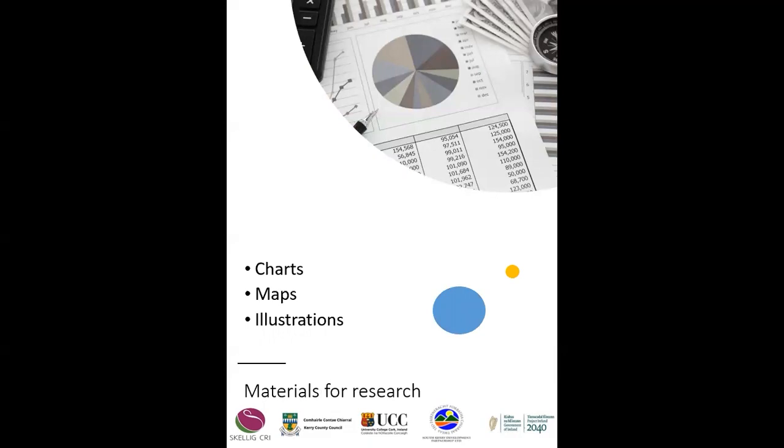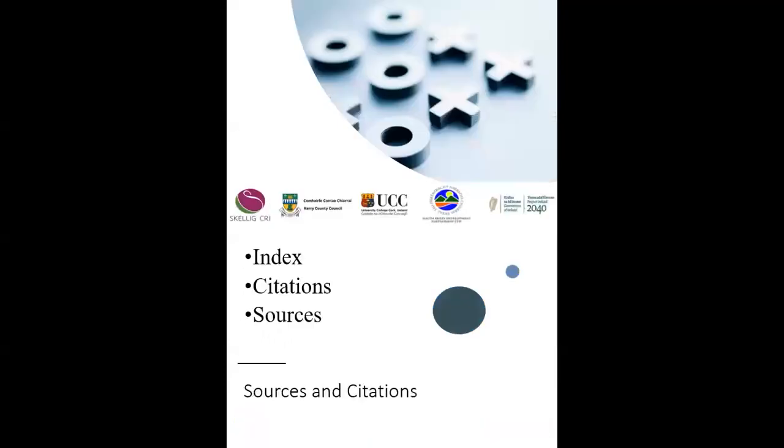Some of the outputs for drawing your family tree can be charts, maps, and illustrations. So materials for research can be many different outputs of what's going on. Then we have index, citations, and sources.